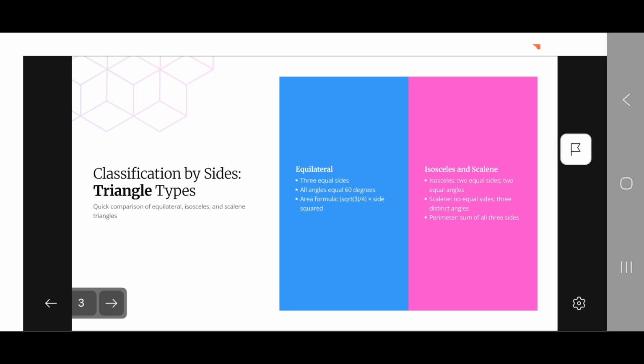The perimeter is a sum of all 3 sides. So like all triangles, A, B, C. For isosceles, it's A, B. For scalene, it's A plus B plus C. So 2A plus B is the isosceles.